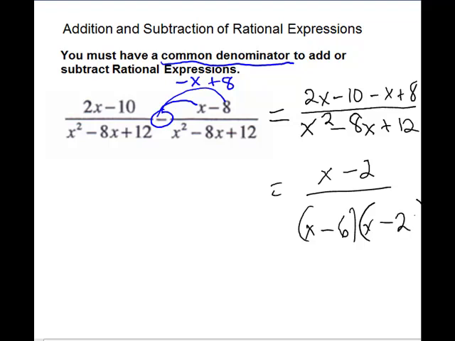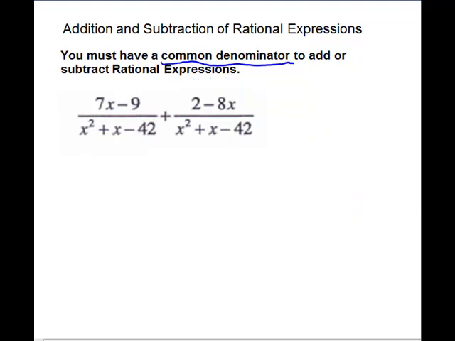Then we look back to see if we can reduce, and we can. We can divide out the x minus 2. So that will leave us a 1 in the numerator. 1 over x minus 6. One last problem in this part. We're adding fractions. We have the common denominator. Keep it, put it in the answer.